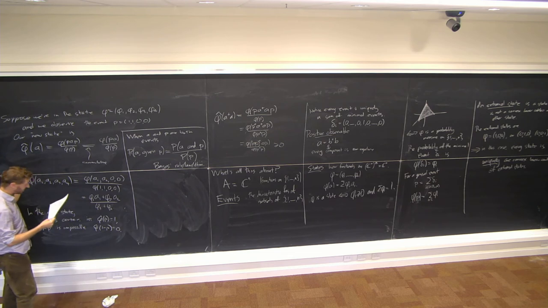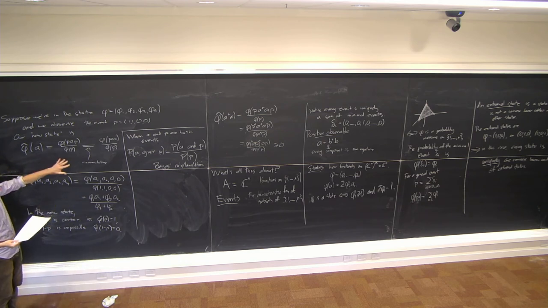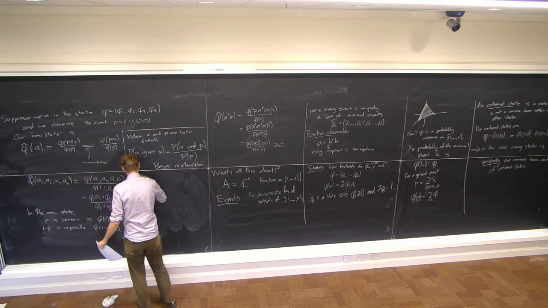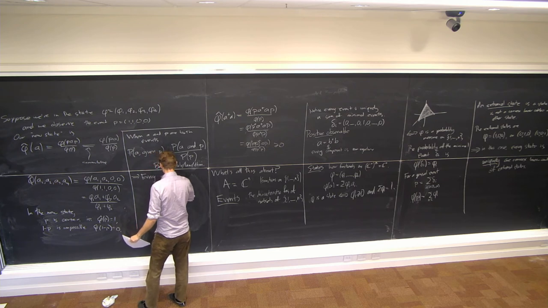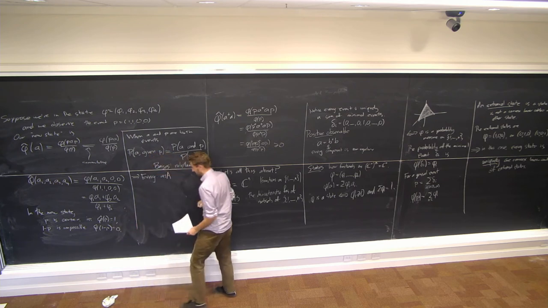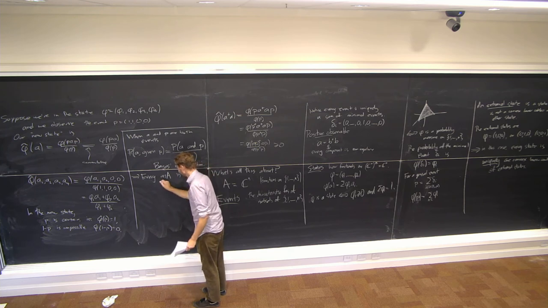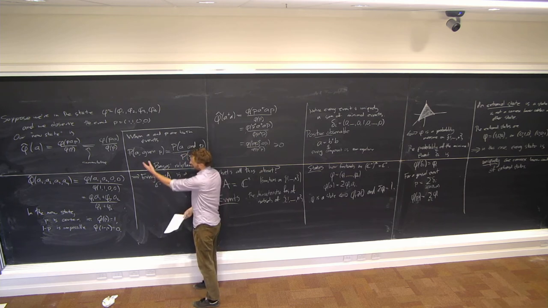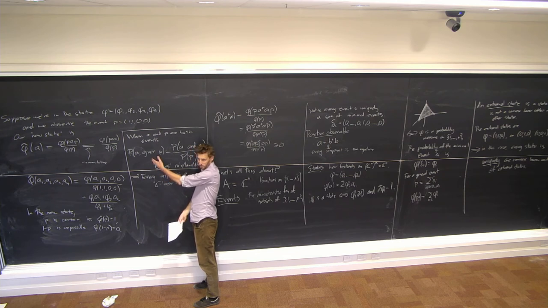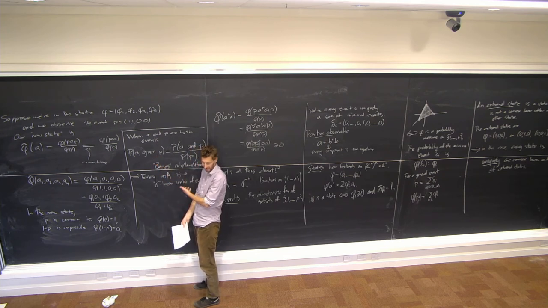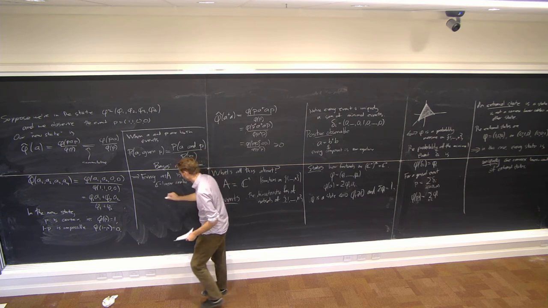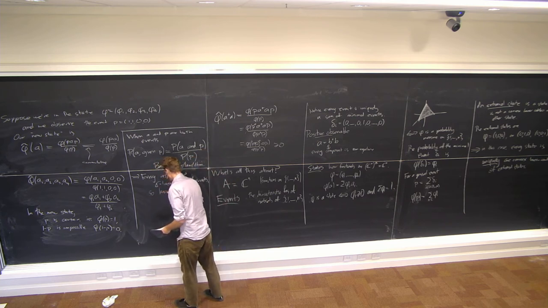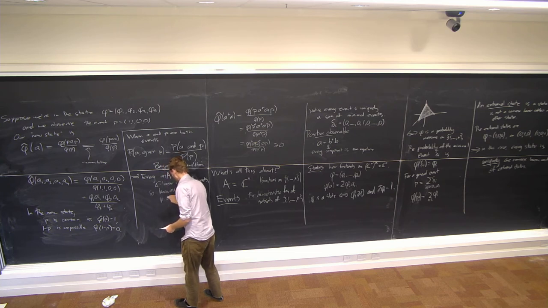Something to just point out here was that in this case, we could actually see really easily that every observable A is a C-linear combination of events. So somehow, knowing what the new state does on the events actually tells you what it does on every observable. So, knowing things on events.